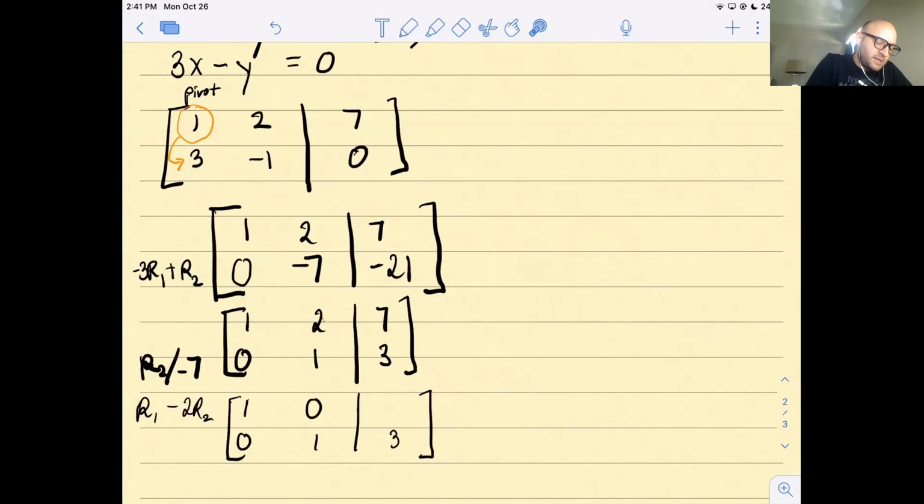So what is 7 minus 2 times 3? That'll just be 1. Okay, that's it. We finished. Our matrix is now an identity matrix, and we can just read off the answer. Based on this identity matrix, what are the answers? What is x equal to? And what is y equal to? x equals 1 and y equals 3. Okay.